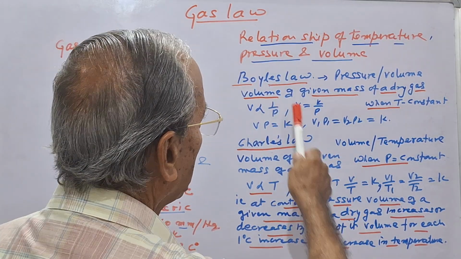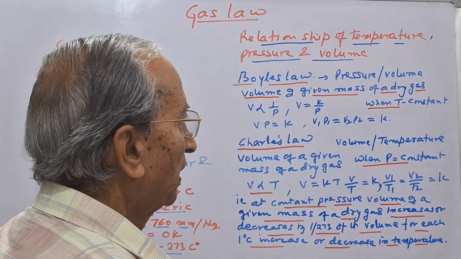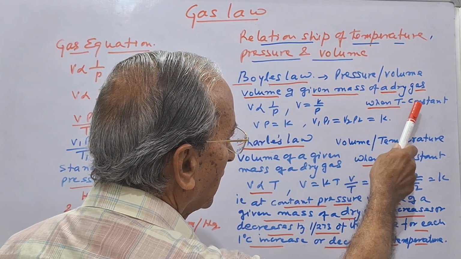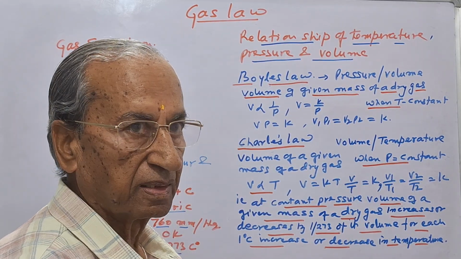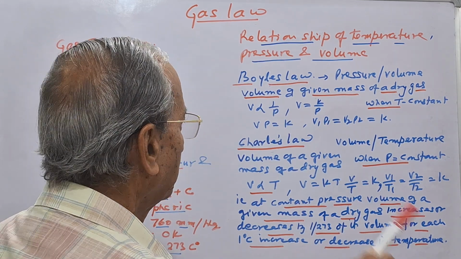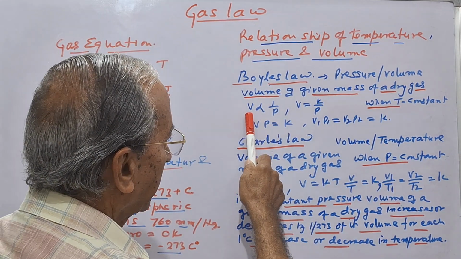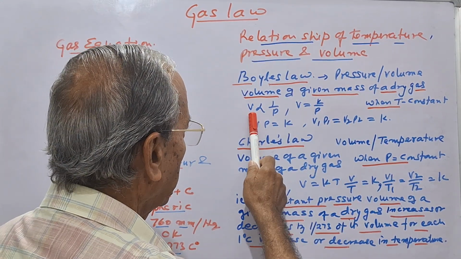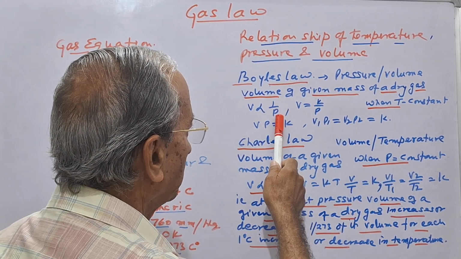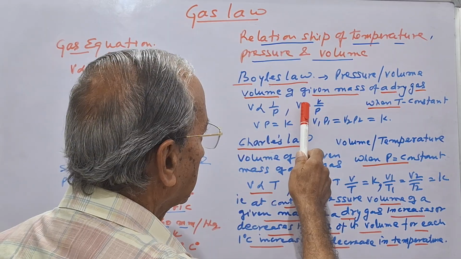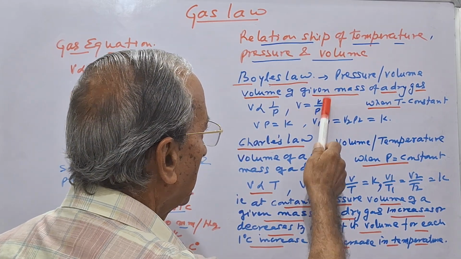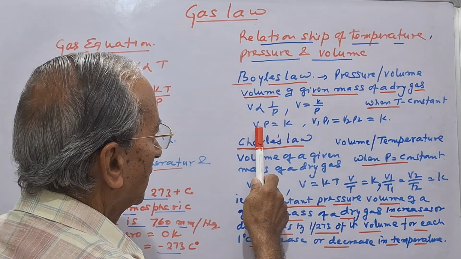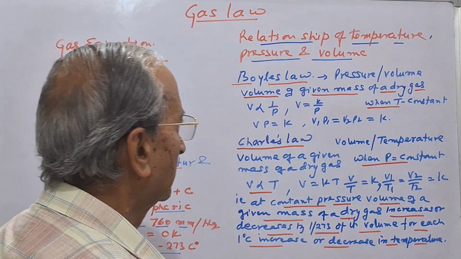Again listen, Boyle's law. In Boyle's law, the relationship of pressure and volume when temperature is constant: volume of any gas is inversely proportional to the pressure. That is, V is inversely proportional to 1 upon P, or we say that V is equal to K upon P, where K is a constant, or V into P is a constant K.